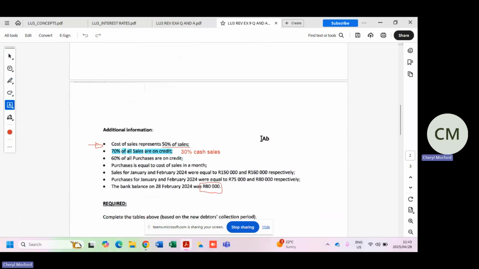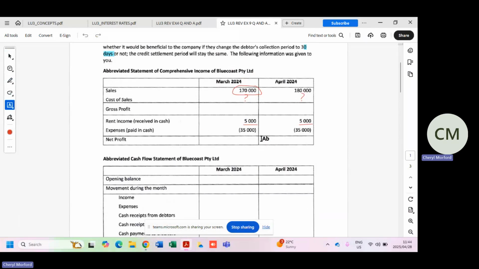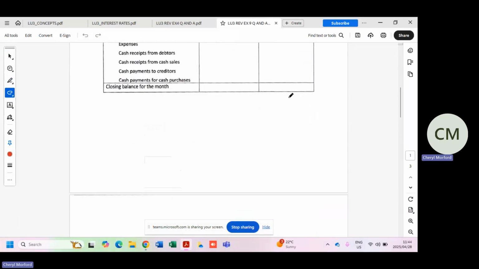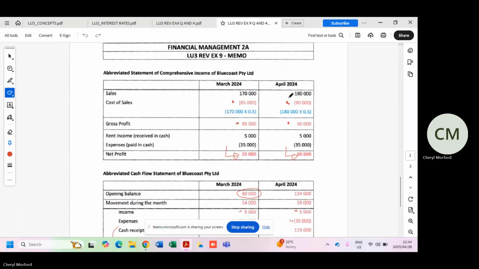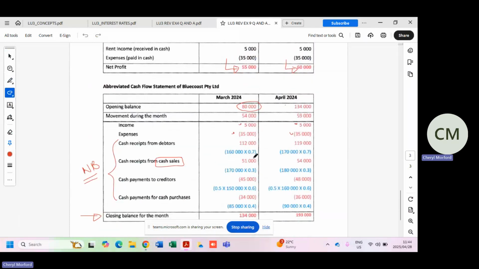So that's what I'm now going to do for March and April. Just coming up to the question. For March, 30% of 170. For April, 30% of April's total sale of 180. Let's put those values in. There we go. And I've also helped you with the working. So cash receipts from cash sales, 51,000 for March and 54,000 for April.